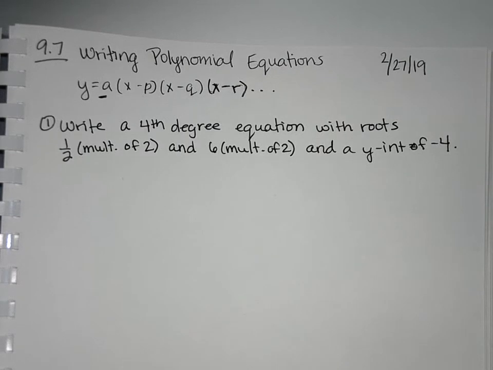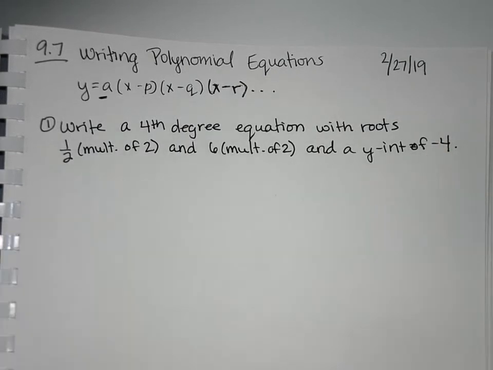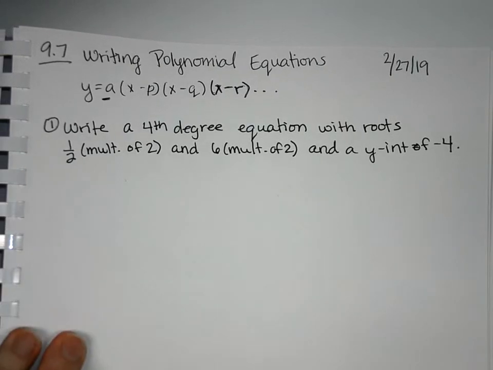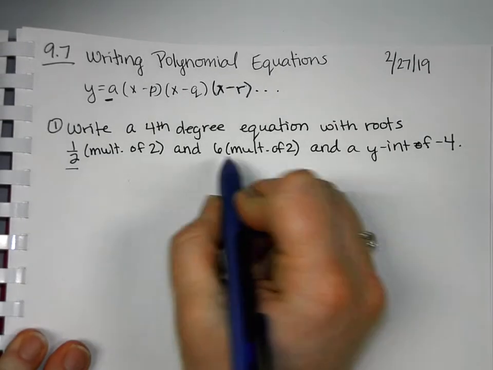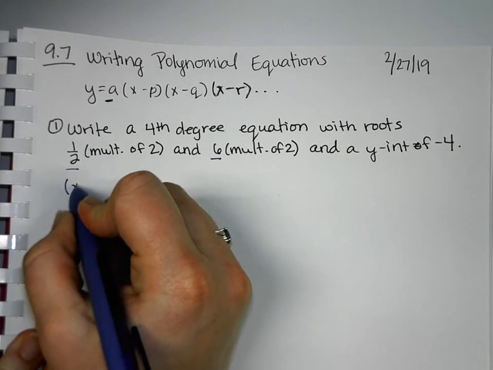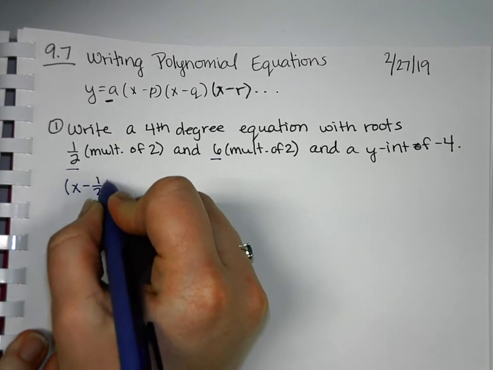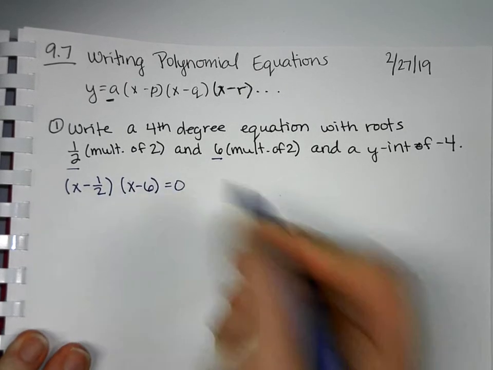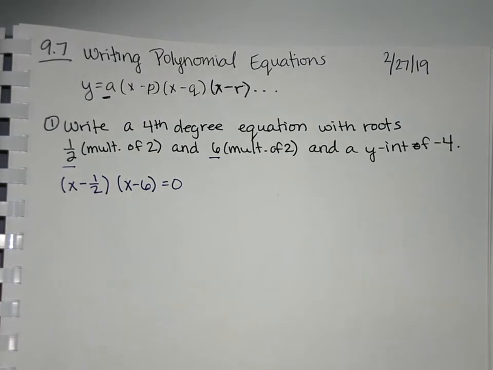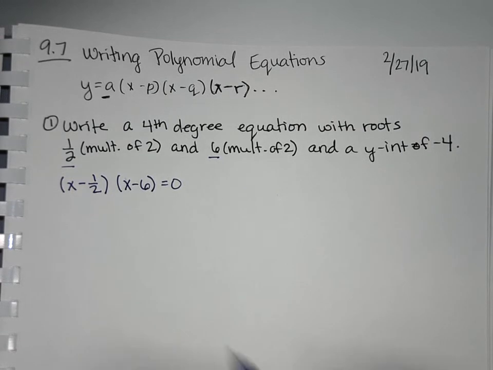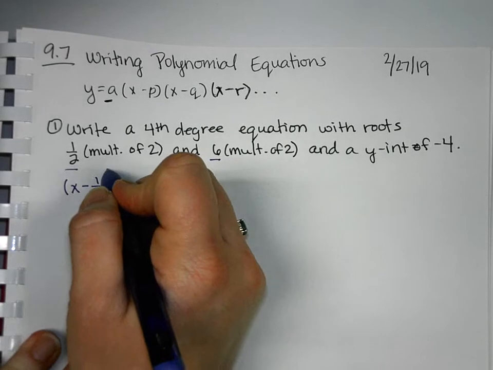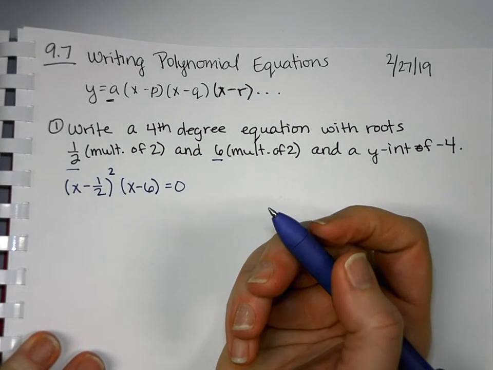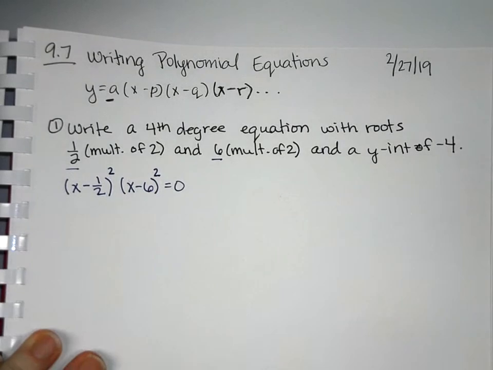With what we've done before in writing equations, we know that we can take each factor that's given to us and write it as x minus 1/2 and x minus 6. Those are the factors that were given to us, so we can work backwards: if x is equal to 1/2, then x minus 1/2 equals 0. The multiplicity of 2 means we got this one twice, so we're going to have a squared on it. Same thing with the 6.